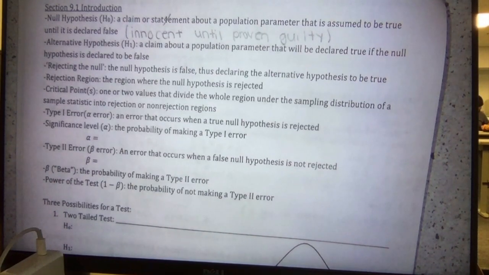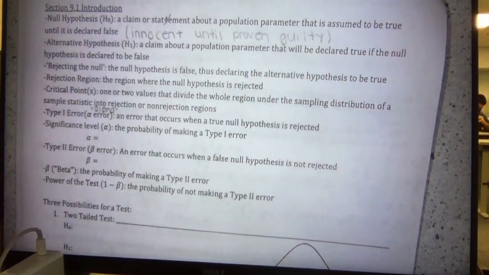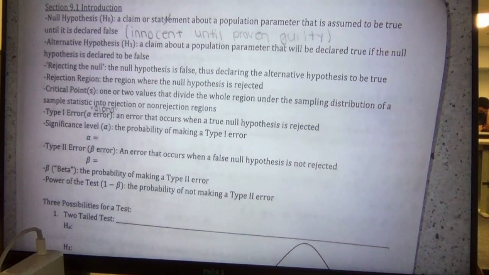Our rejection region is the region where the null hypothesis is rejected. Our critical points are one or two values that divide the whole region under the sampling distribution of a sample statistic into rejection and non-rejection region. Our type 1 error, which is our alpha error, occurs when a true null hypothesis is rejected.